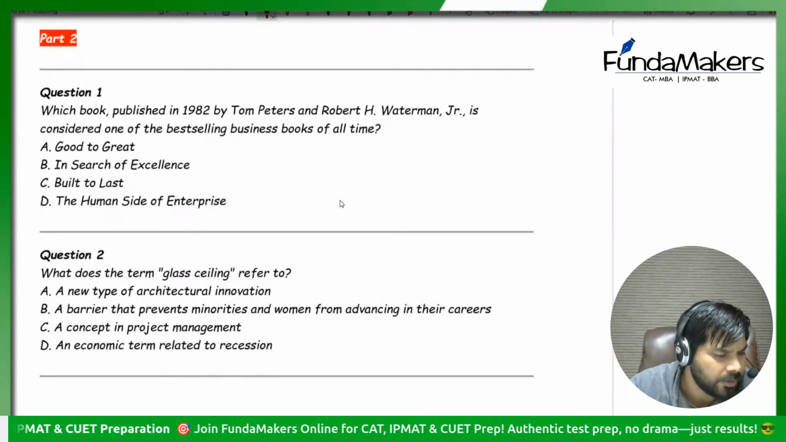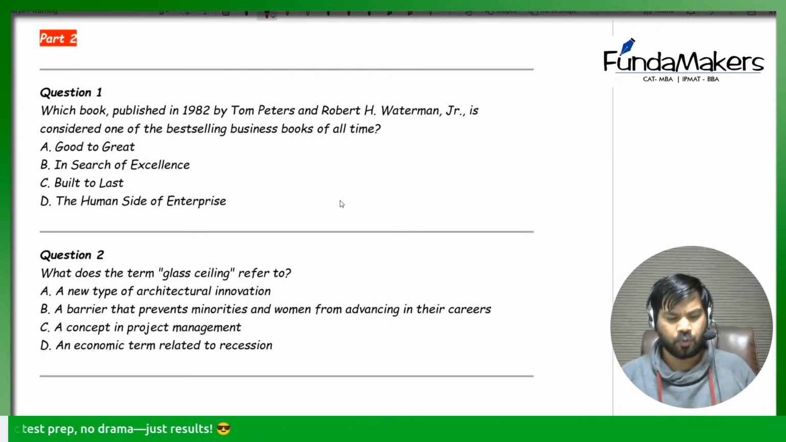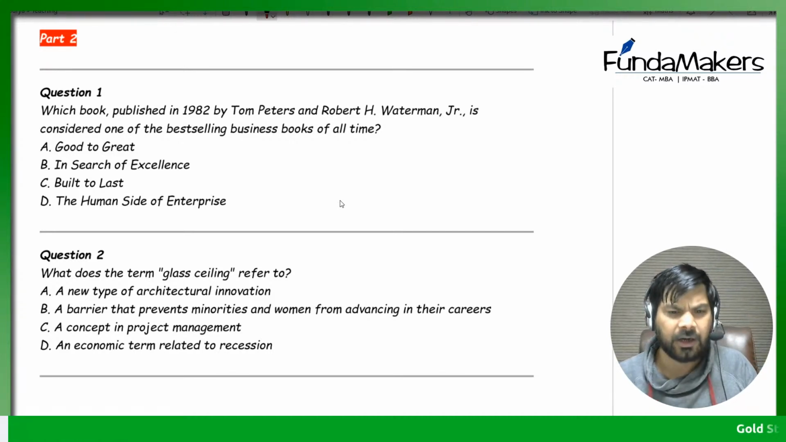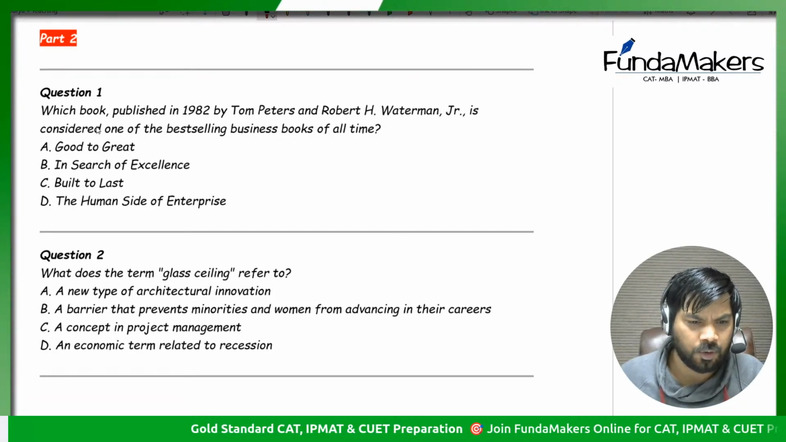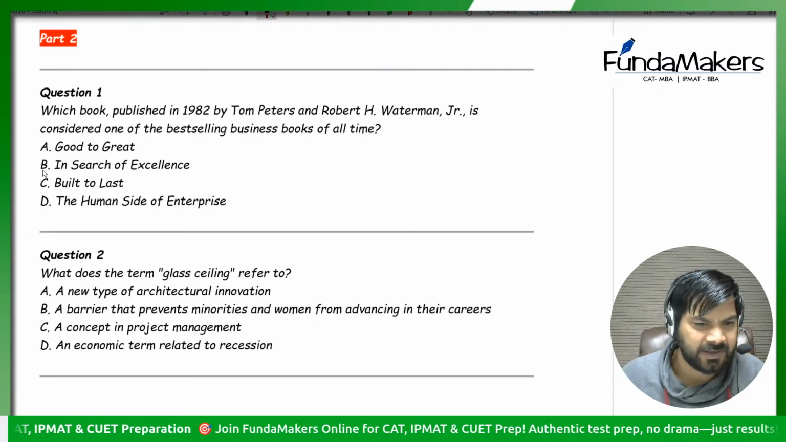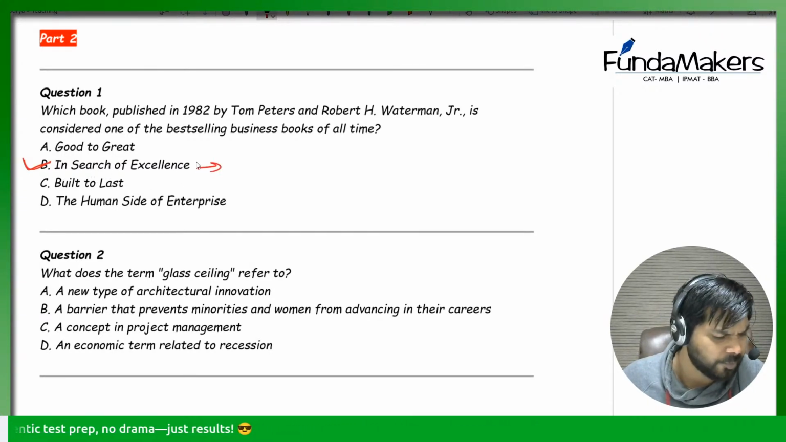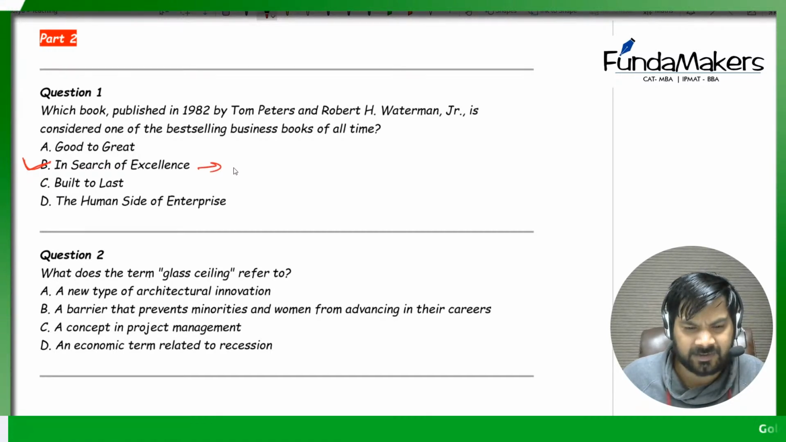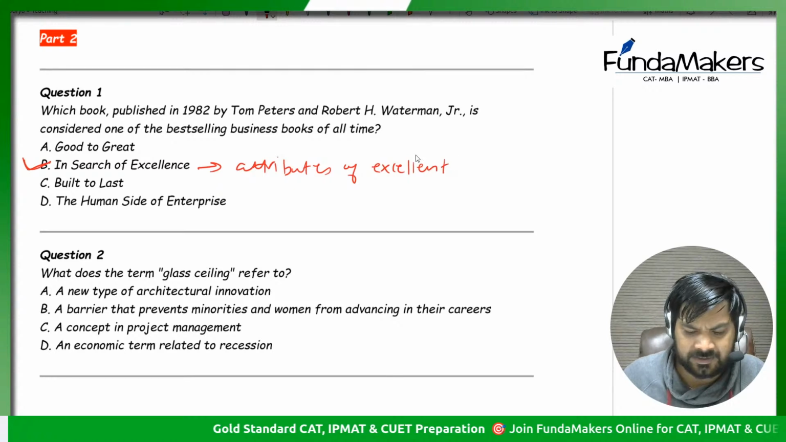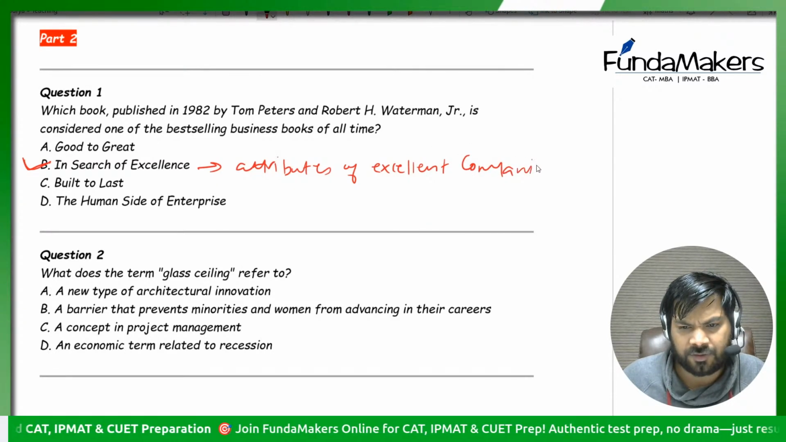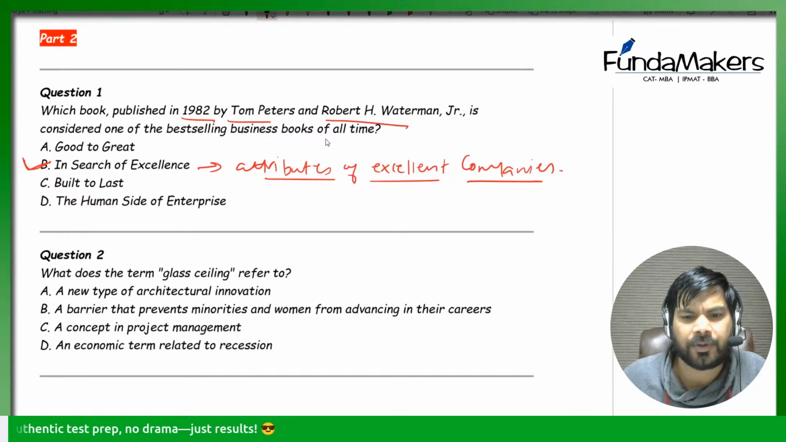Let's jump to part two. Let us all jump to part two of the questions. Part two. Which book published in 1982 by Tom Peters and Robert H. Waterman Jr. is considered one of the best-selling business books of all time? Good to Great, In Search of Excellence, Built to Last, The Human Side of Enterprise. I think In Search of Excellence is the right answer. In Search of Excellence is basically a book which talks about the attributes of excellent companies, and this book was written in 1982 by Tom Peters and Robert Waterman Jr.